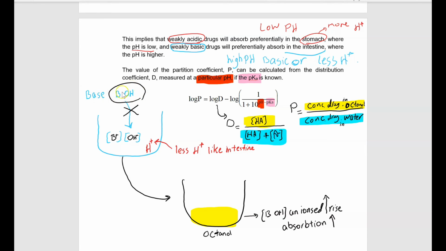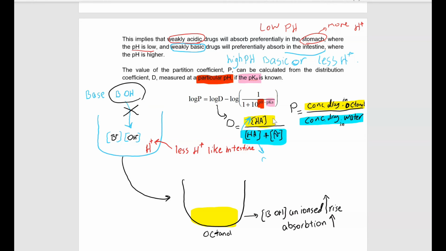So if we have more whole molecules, unionized, in here, and the capacity of the water in the intestine is just constant, it's not going to change. So some of the extra whole molecules will go back to the octanol. Octanol means, for example, the membrane. So some of them will be shifted to the membrane.